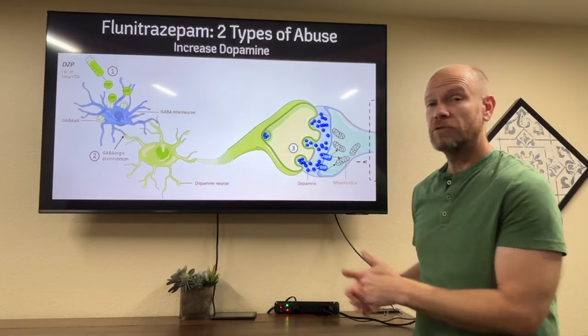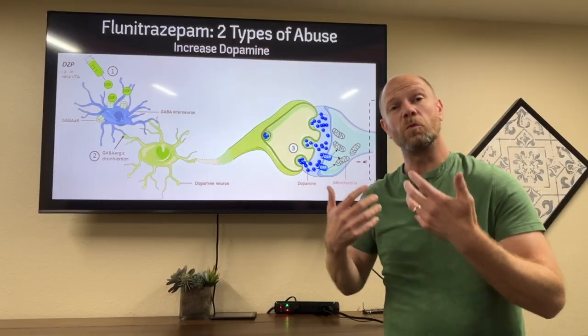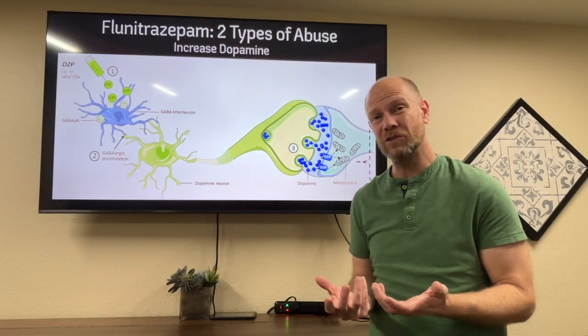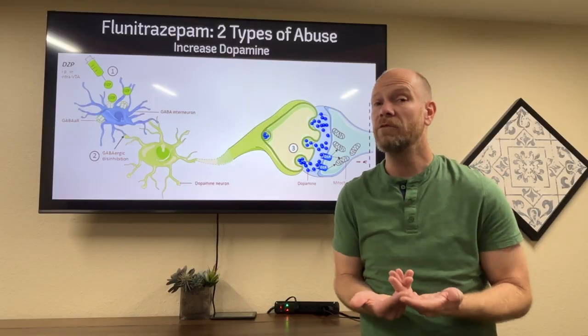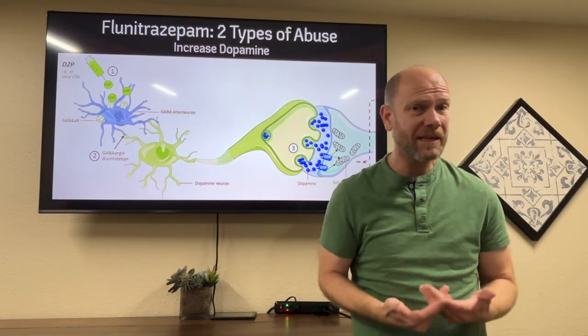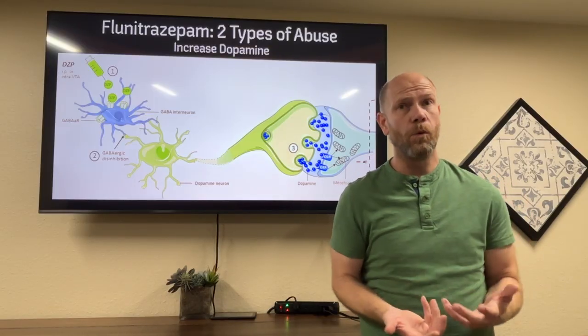And so when you have obviously more dopamine, it's more of a feel-good type of sensation. If things feel really, really good, it also leads to desensitization of those receptors and leaves you craving more. So it is a very highly addictive drug. People that used it find themselves craving it more and more.